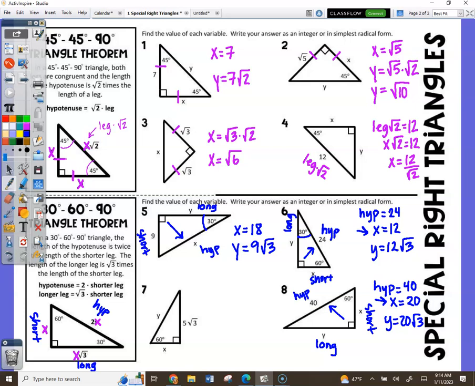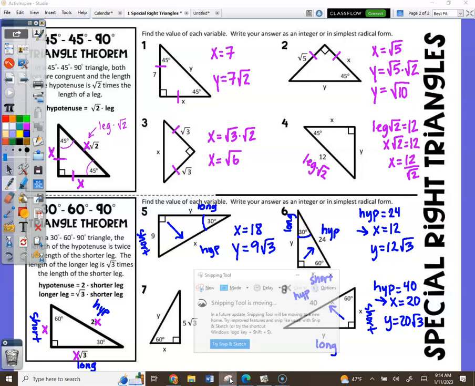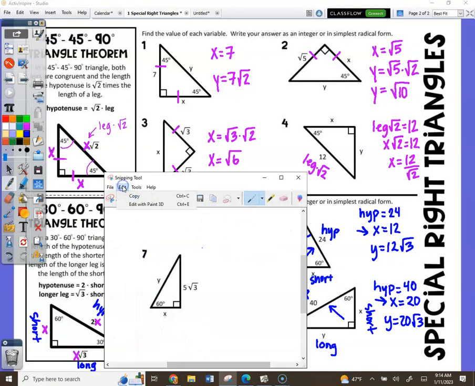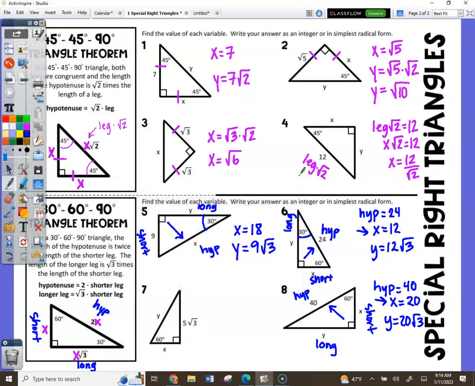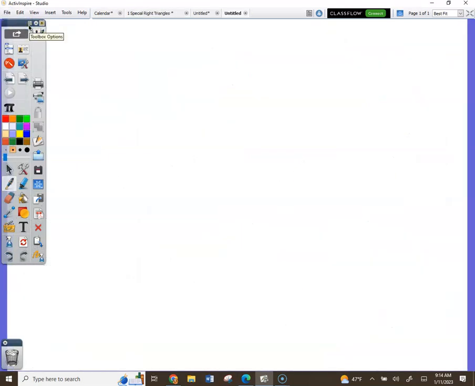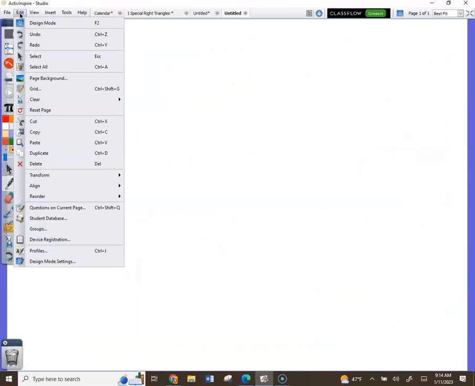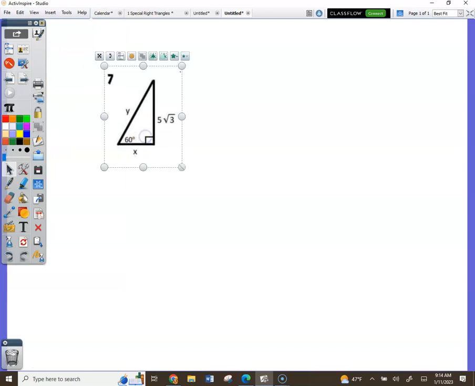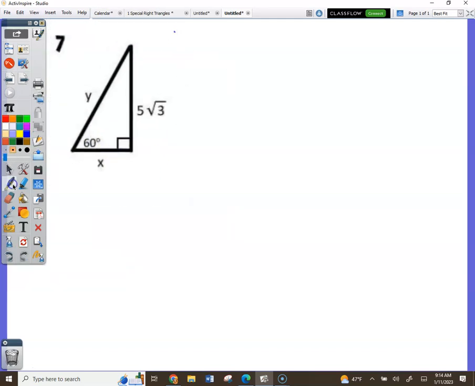All right, 7. I'm just going to copy 7 to the other screen so that I'm not having to write super small and crowded and then it being hard for y'all to see. Paste. Okay, look at 7. Labeling it, we've got the hypotenuse. Then this is 60, so this is the long side, and that would make this the short side, right?